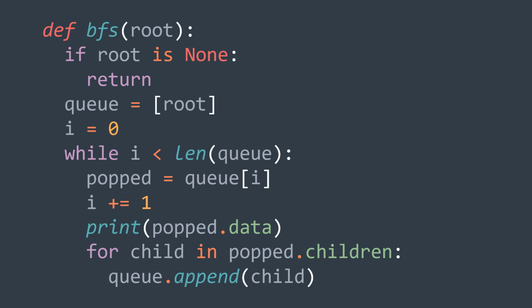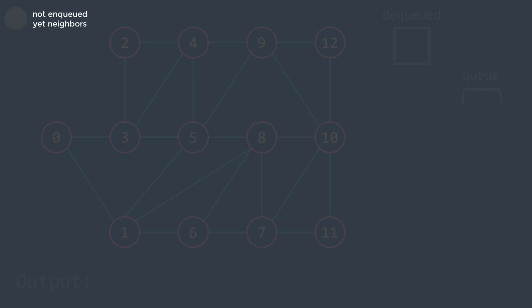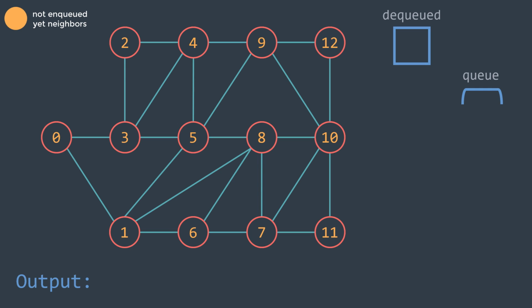Now we've seen how to apply breadth first search algorithm on a tree, but is it the same logic for graphs? The answer is yes, but we have to add a set of enqueued nodes to avoid enqueuing the same node twice. But before jumping to the code, let's traverse this graph in breadth first search to see how it works. Let's start from node 0, so we need the queue that initially contains it.